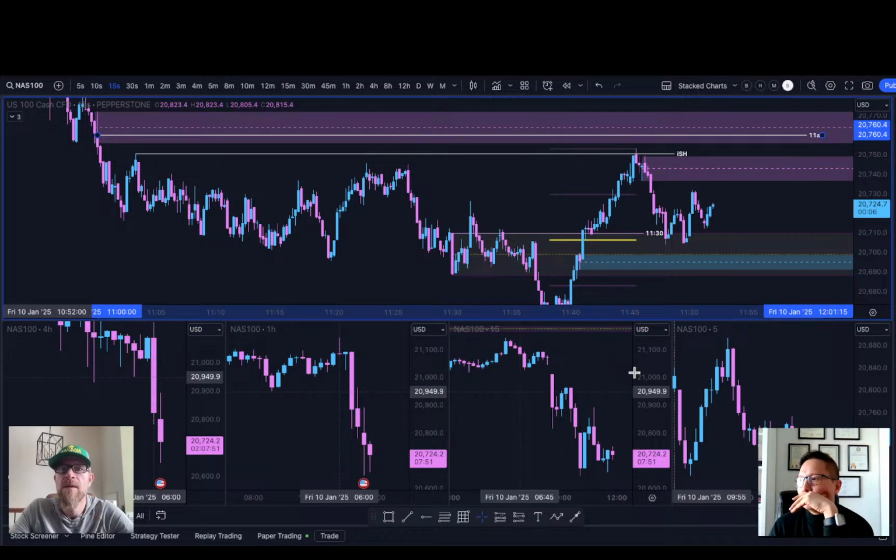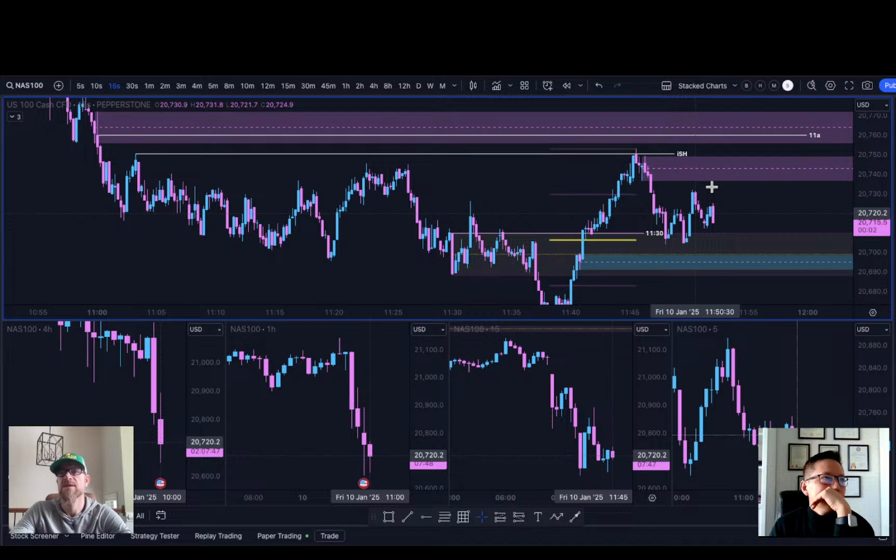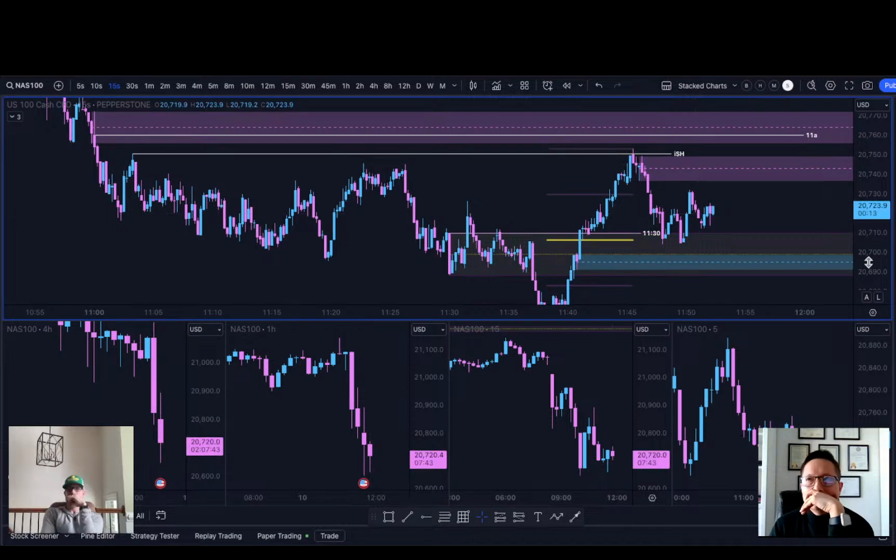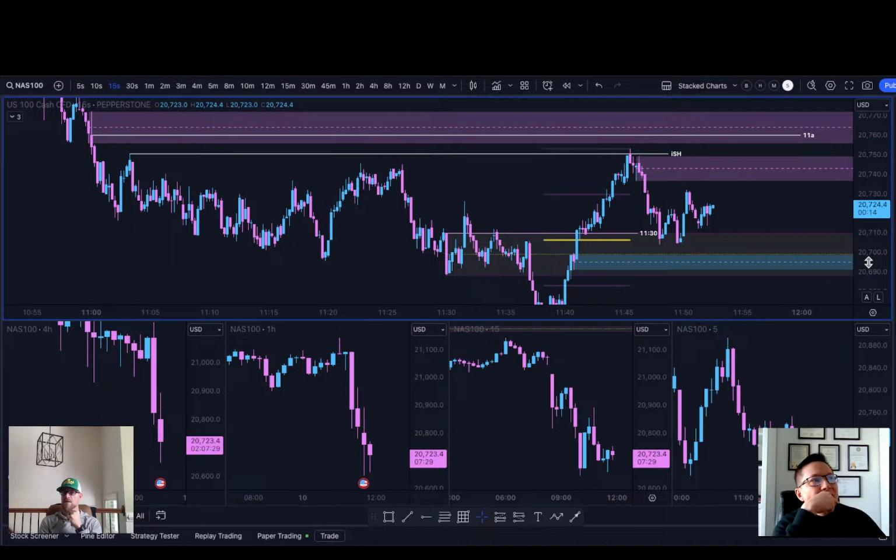I like holding that demand. That's good. Created this one. Take this out and then go up. The 5 minute didn't have a wick, right, when it went back up? No. That low is wickless.